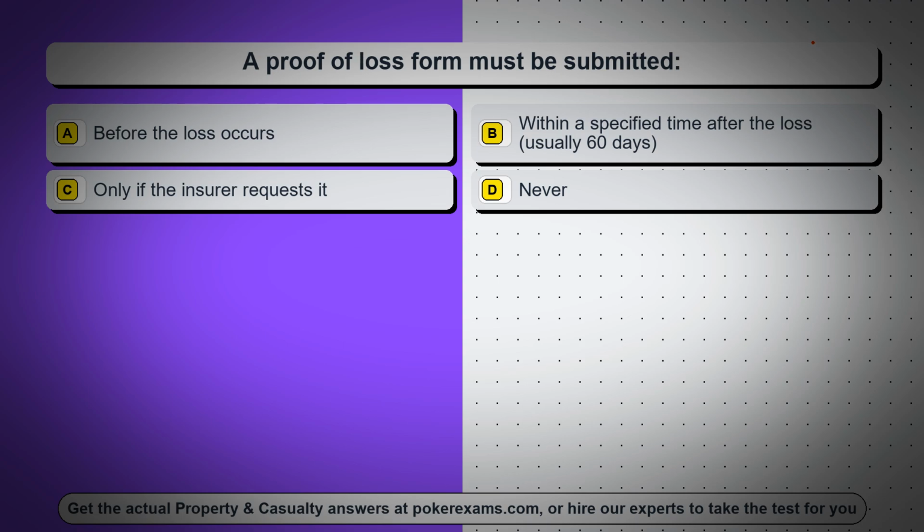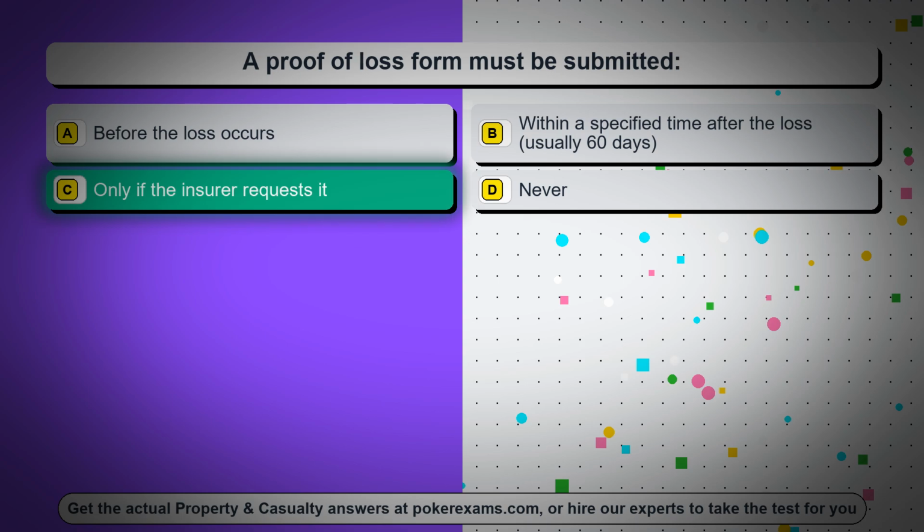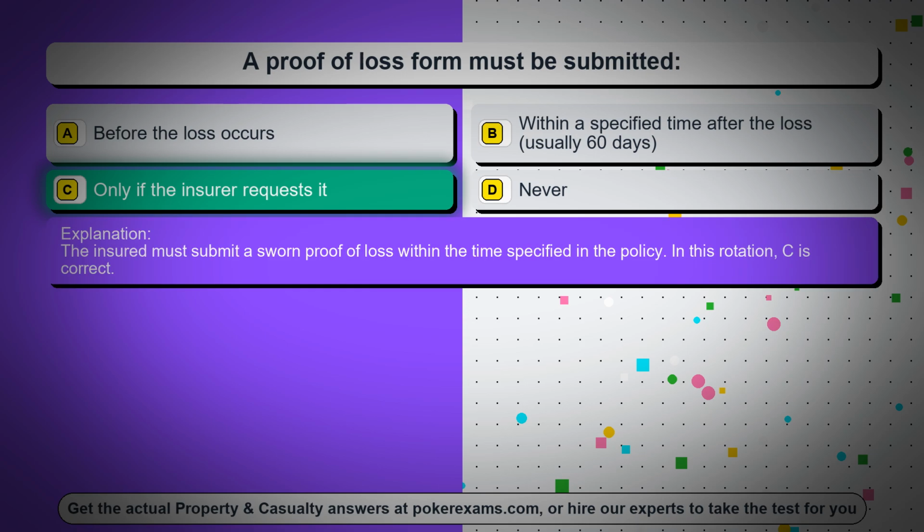Option D, never. The correct answer is option C, only if the insurer requests it. The insured must submit a sworn proof of loss within the time specified in the policy. In this rotation, C is correct.